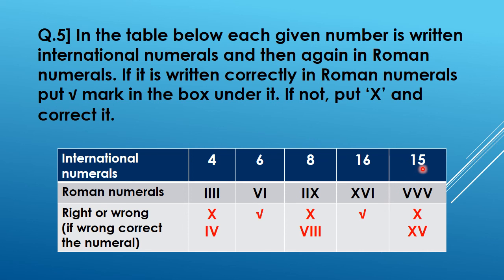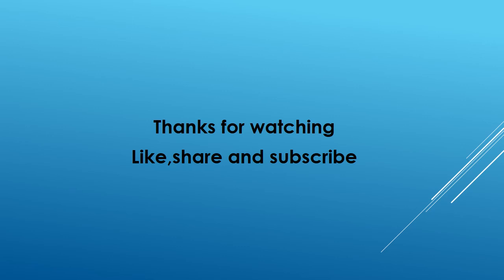Lastly, we can see the number is 15, which is written as VVV, but we never write V consecutively 3 times or even 2 times. So this is wrong and this one is the correct answer. Students, I hope your concept about Roman numerals is clear now. Here our first lesson is finished.